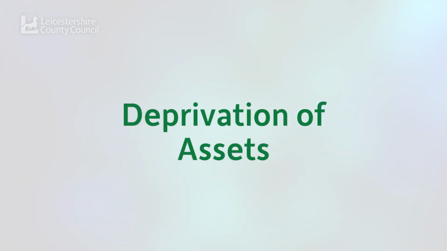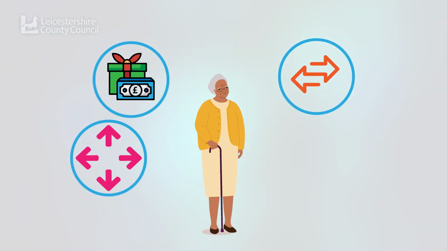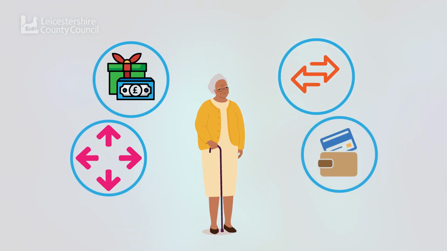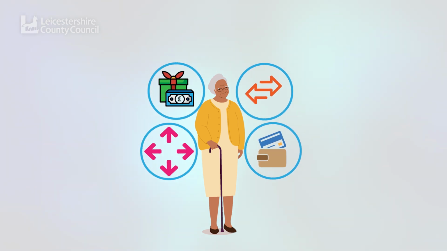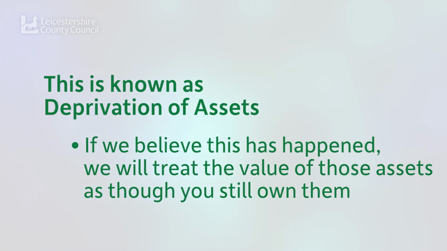Deprivation of assets. If you have given away, gifted, transferred ownership to another person or spent these, and you did this knowing that this could reduce or remove any future care fees, then there are circumstances in which we can treat you as though you still have the capital or assets. This is known as deprivation of assets. Should the council consider that this has happened, then we will treat the value of those capital assets as though you still own them when we complete your financial assessment.